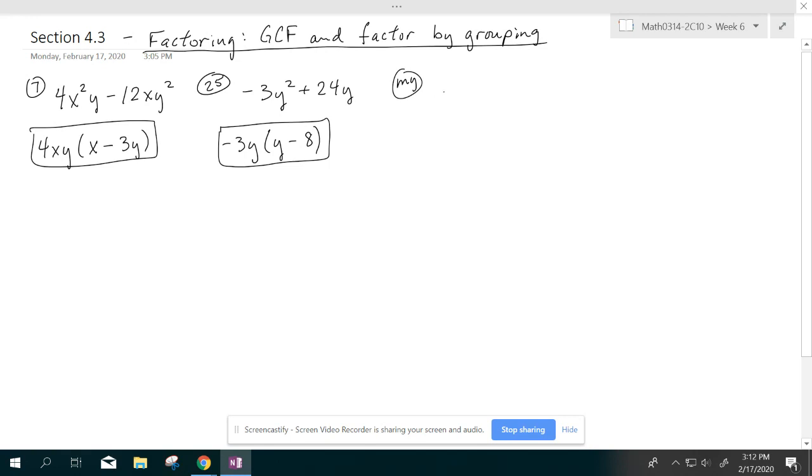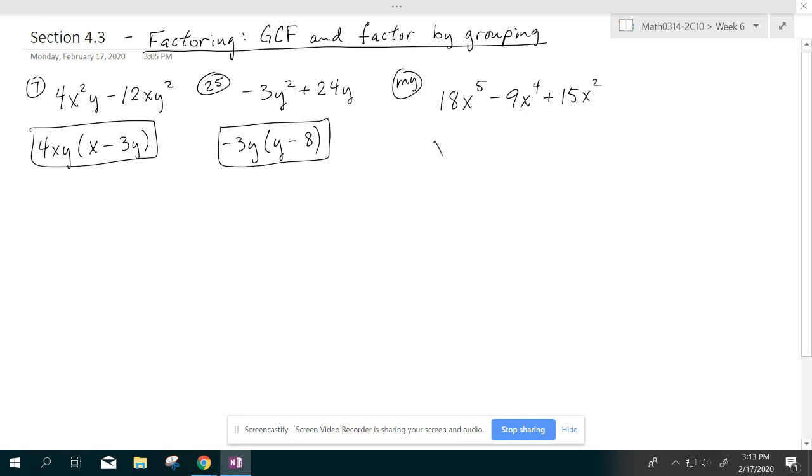Let's see. Let's have 18x to the 5th minus 9x to the 4th and 15x squared. Let's go with that. Okay, so how many terms are there? There's 3 terms. And do they all 3 have something in common?